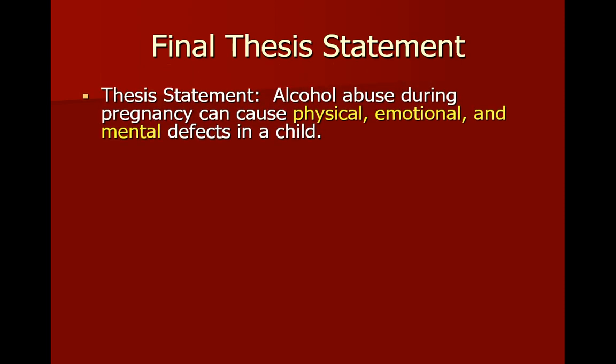So, final thesis statement: alcohol abuse during pregnancy can cause physical, emotional, and mental defects in a child. Basically, what this thesis is doing is setting your paper up to have what we would call the 5-paragraph or 5-prong paper, okay? You'll have an introduction, 3 body paragraphs that are going to be outlined in your thesis, and a conclusion. So if I look at your thesis and you've written it correctly, I know that your first body paragraph will be physical, the second one will be emotional, and the third one will be mental.